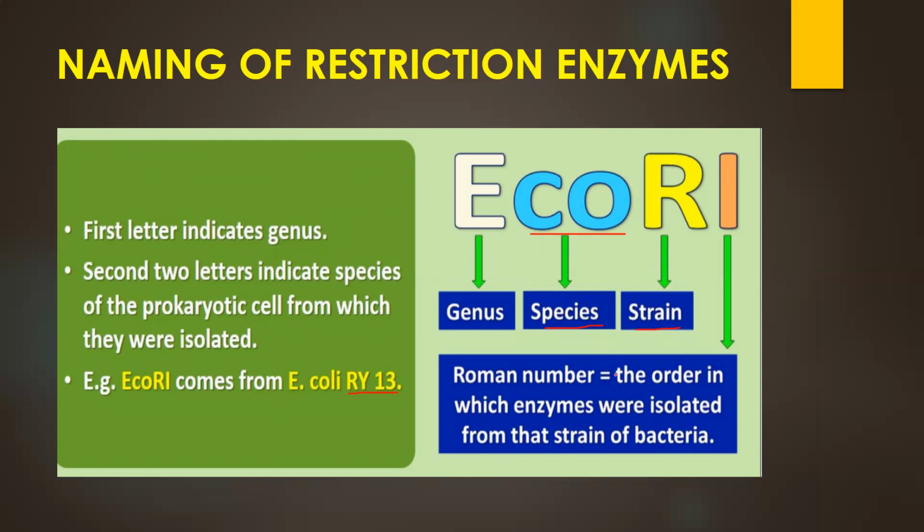Then after that, EcoRI. What is I? It is the Roman numeral. The Roman numeral following the names indicates the order in which the enzymes are isolated from the strain of bacteria. It means from this strain RY13, this was the first restriction enzyme that was isolated. That's why it is named EcoRI.